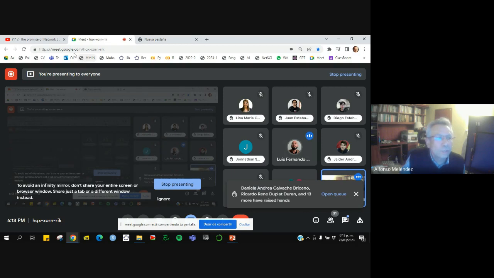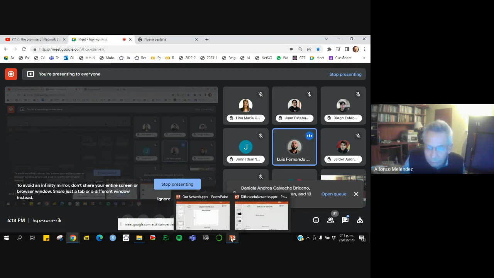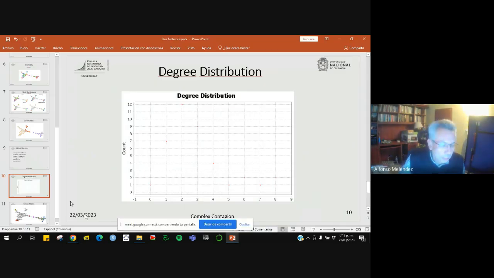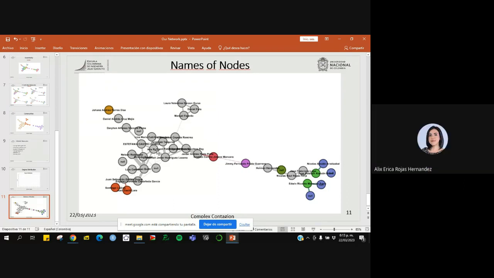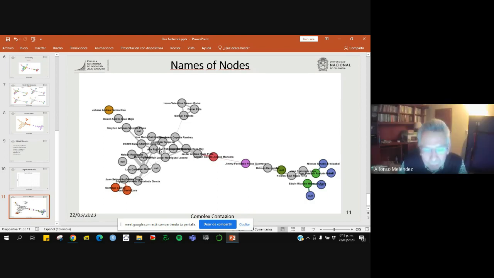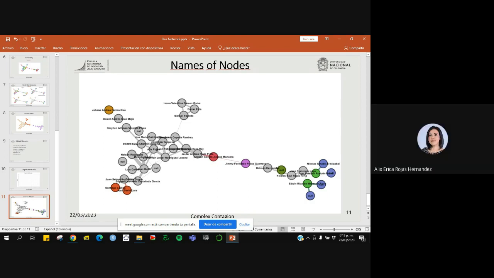Okay, let's show this. Let me, one moment. It's not very clear, but look, here, for example, in this center is Alex Rojas. Alex, you are here. Good news or bad news, Alex? I hope good news. You are a hub, Alex.